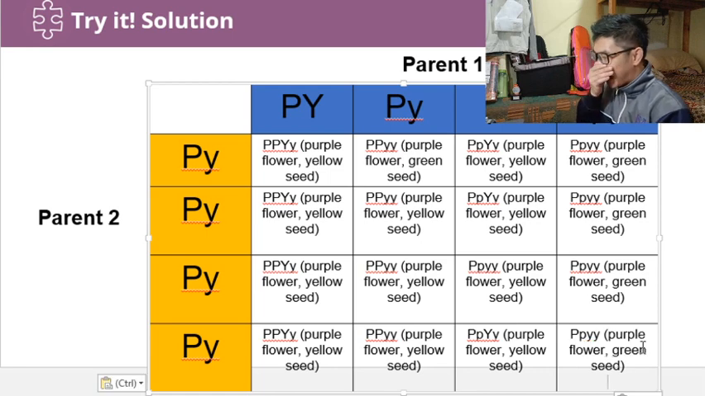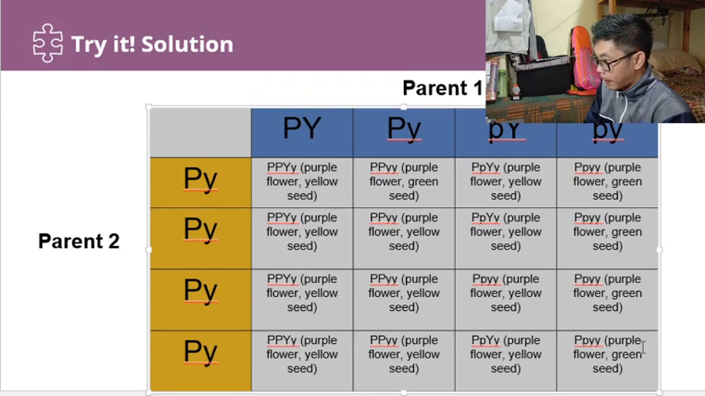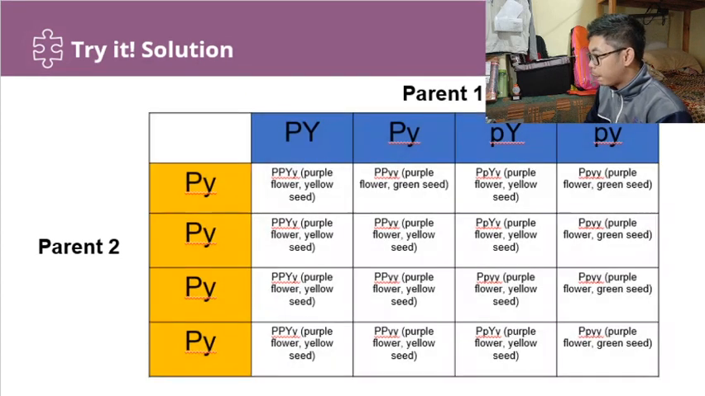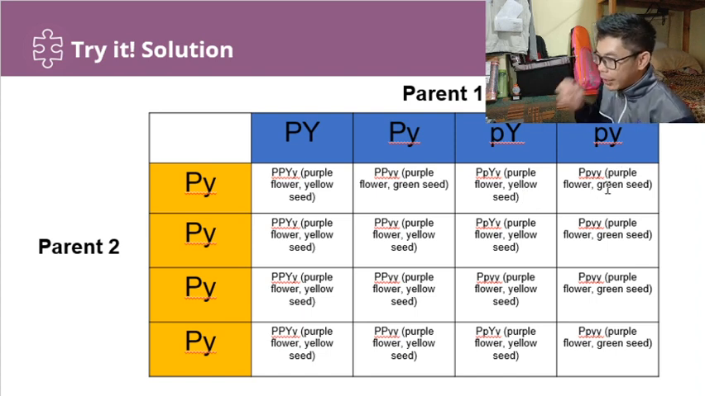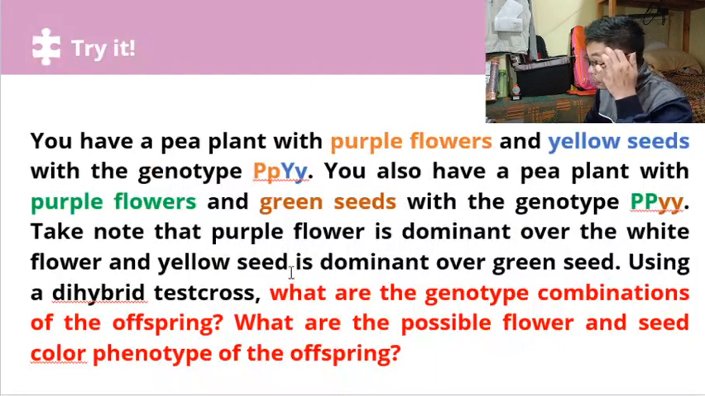There. Alright? So, ito na po yung interpretation natin lahat, para kumasya. So, yeah, purple flower, yellow seed, purple flower, green seed, purple flower, yellow seed, and purple flower, green seed. So, anong gagawin natin? Ano bang tanong doon sa problem na yon? Ano ba sabi dito? So, natapos na tayo dito sa tanong na to.